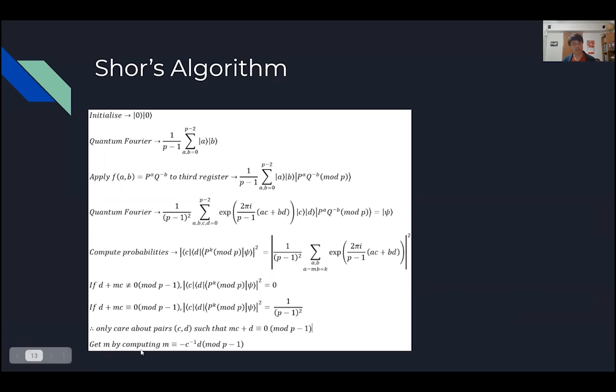And so we can finally calculate our goal of m by computing m equals negative c to the negative 1 times d mod p minus 1. And this operation, now that we've gotten this far, we can actually do in polynomial time, which is a huge step up from exponential time, which is very, very cool.